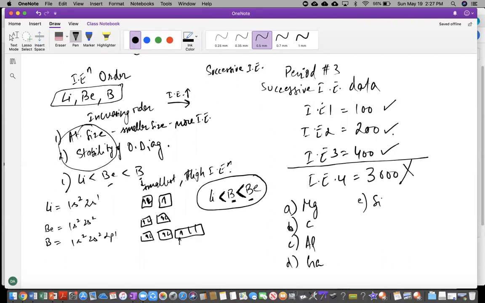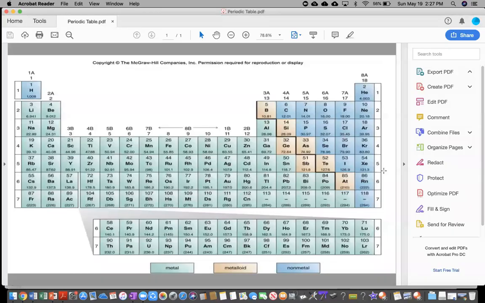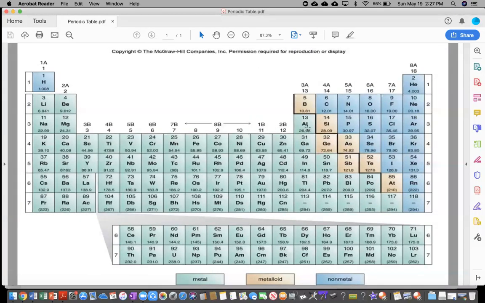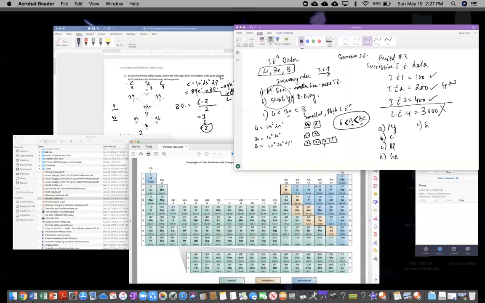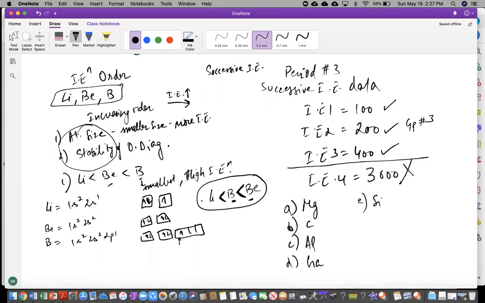If it's willing to lose 3 electrons, then it's group number 3. So what is group number 3 on period number 3? Aluminum. So this is group 3, and on period 3, the answer is aluminum. So your answer is going to be C, aluminum.